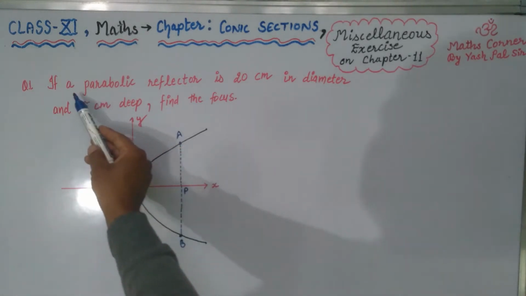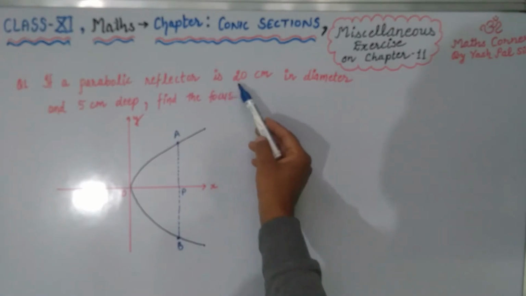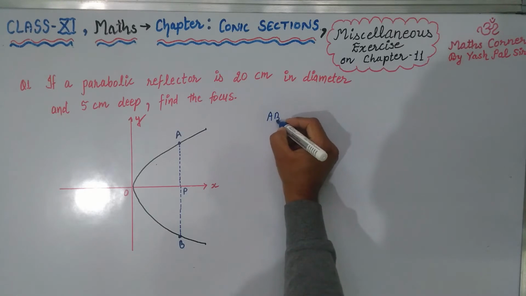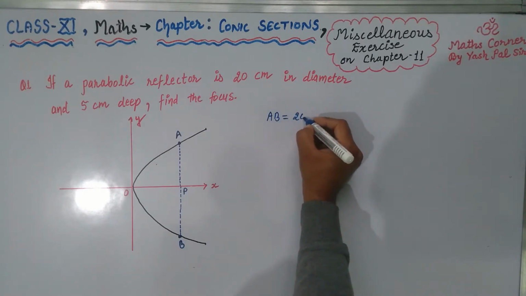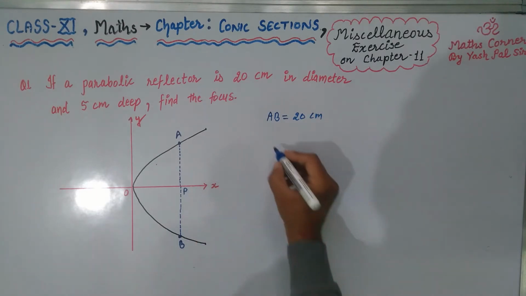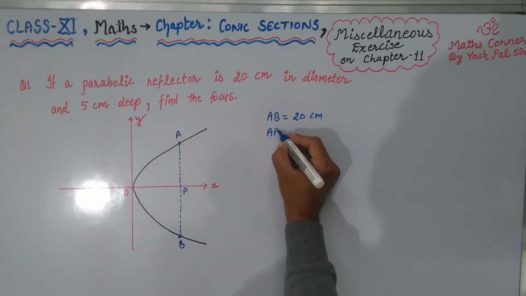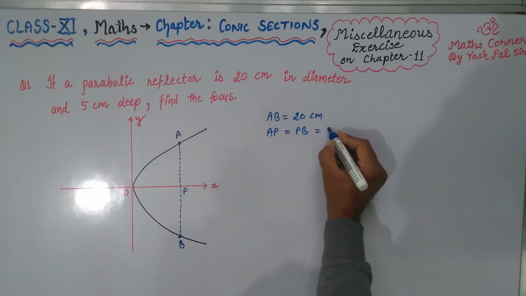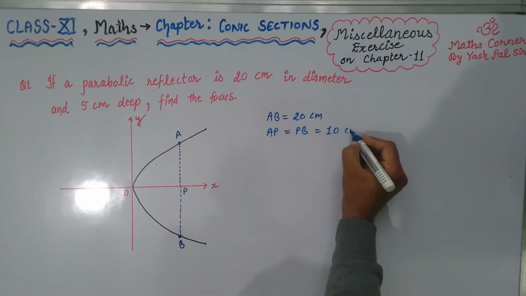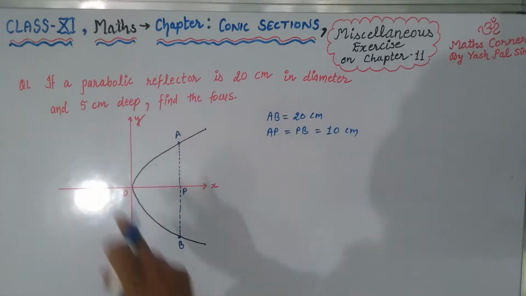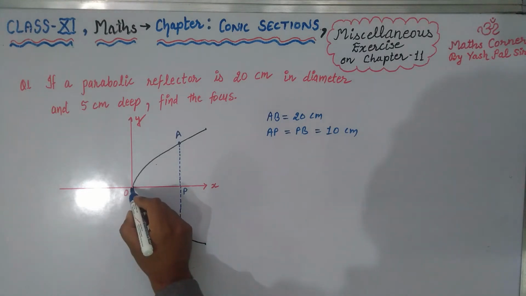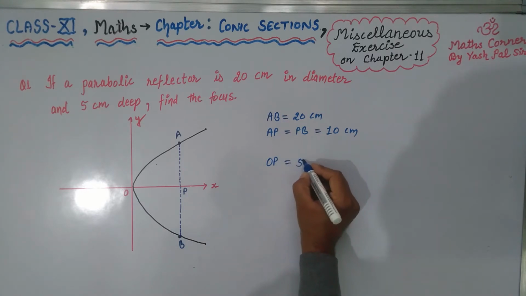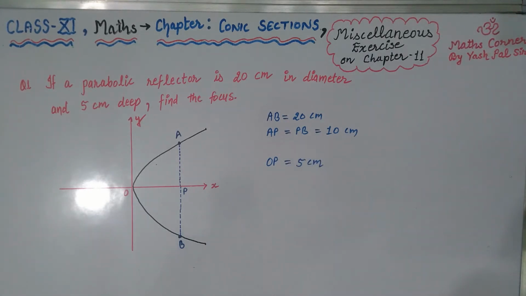According to the statement, a parabolic reflector is 20 centimeter in diameter. Meaning, from A to B, the total distance is 20 centimeters, and P is the midpoint. So we can say AP is equal to PB, equal to half of 20 centimeters, that is 10 centimeters. Next is 5 centimeter deep. 5 centimeter deep means the distance OP is 5 centimeters, right?